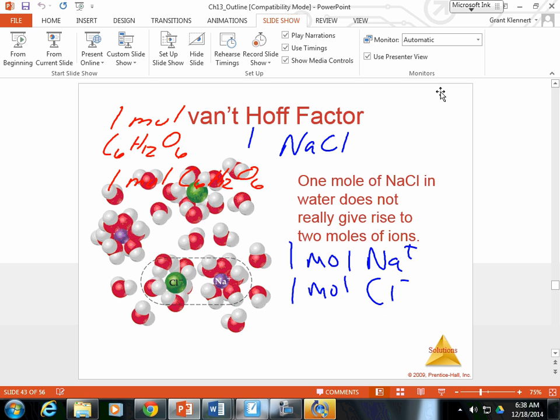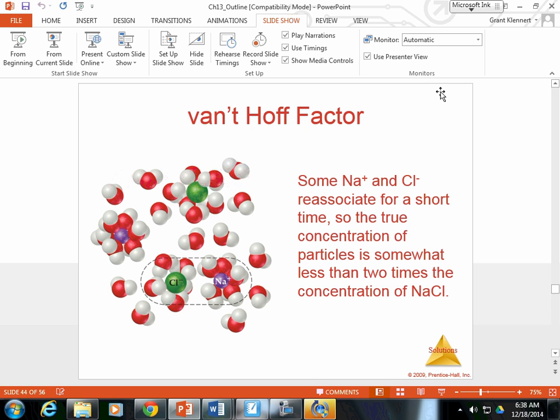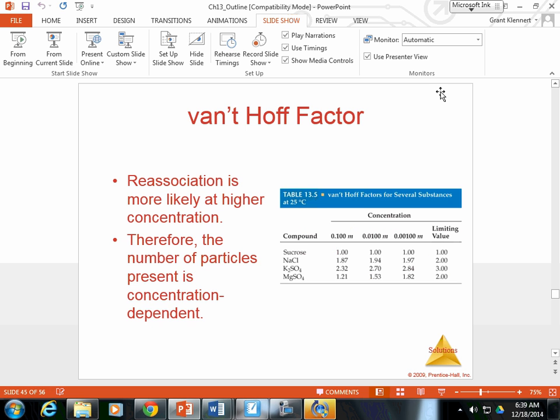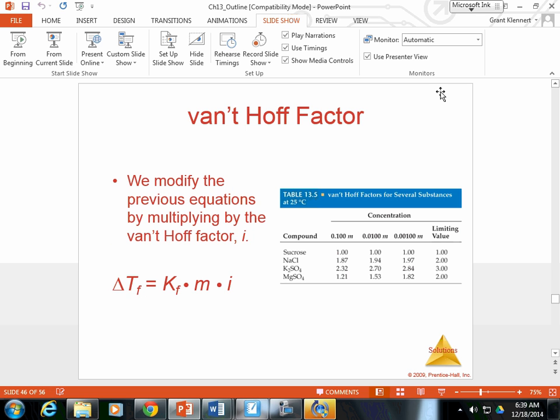And it has to do with what we call the Van't Hoff factor, which means 1 mole is not going to give really fully 2 moles of ions. That's because some of them are going to reassociate for a short period of time, which means that the concentration is going to be greater than 1, but not exactly 2. So some of those NaCl ions are going to reassociate for a small amount of time, keeping the concentration under 2. Now, reassociation is more likely to happen the higher the concentration of solution you have, so therefore this is a colligative property and it's concentration dependent.